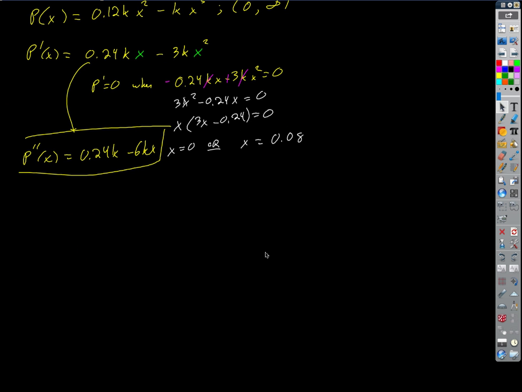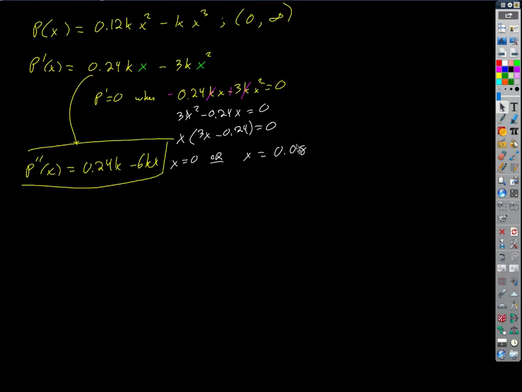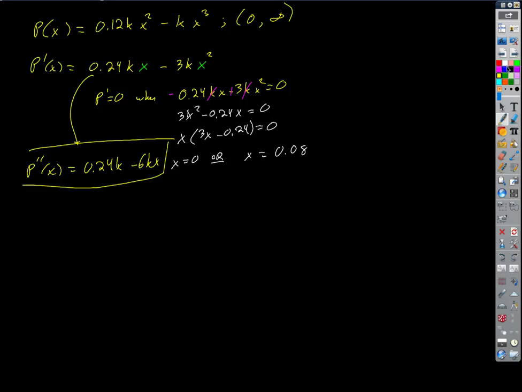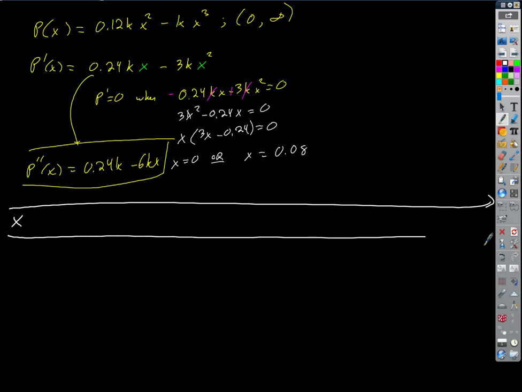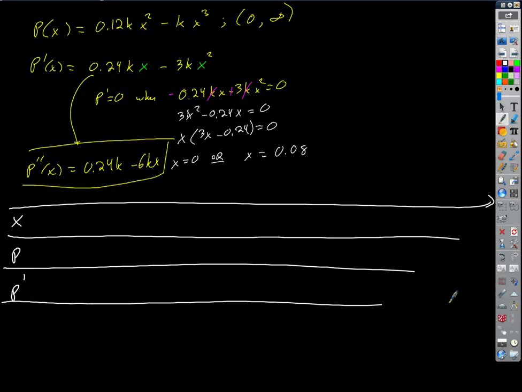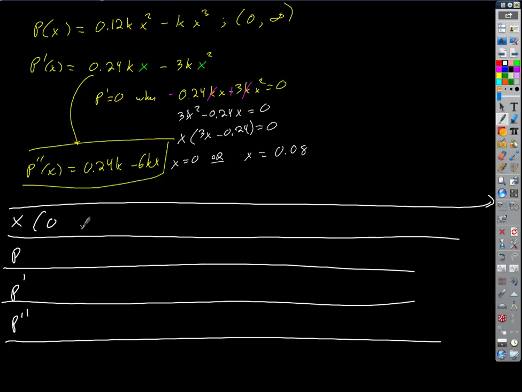So there's our summary of everything we did on the other page. Let's make our table. Got our domain. What's our only interior critical number? 0.08, which was a 0 of the first derivative.